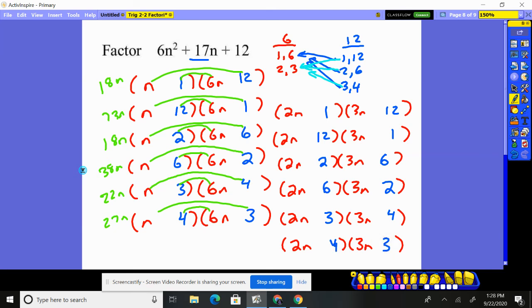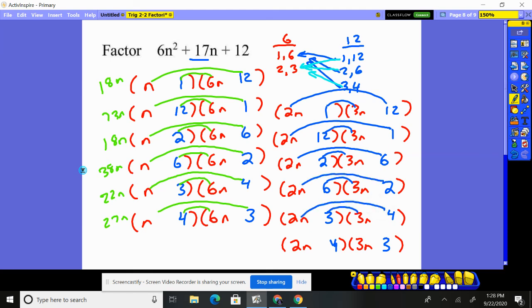One of these guys is going to give us a 17 in the center. Let's see. That's 24 and 3. That'd be 27. Nope. 36 and 2's 38. Nope. 6 and 12. Nope. 18 and 4. Nope. 9 and 9 and 8. There she is right there. These are all additions. So it's going to be a 2n plus 3 times a 3n plus 4.